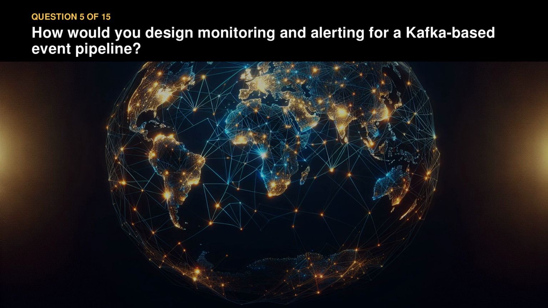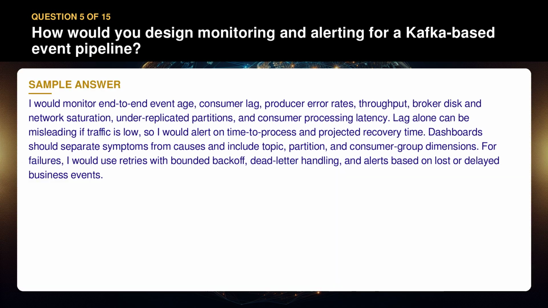Question 5. How would you design monitoring and alerting for a Kafka-based event pipeline? I would monitor end-to-end event age, consumer lag, producer error rates, throughput, broker disk and network saturation, under-replicated partitions, and consumer processing latency. Lag alone can be misleading if traffic is low, so I would alert on time to process and projected recovery time. Dashboards should separate symptoms from causes and include topic, partition, and consumer group dimensions.